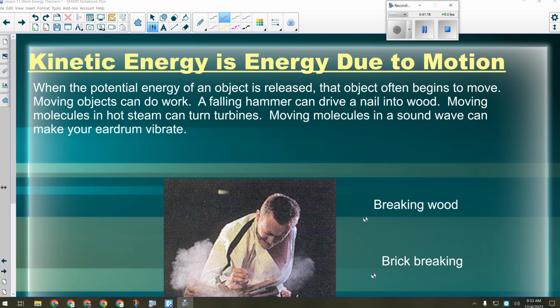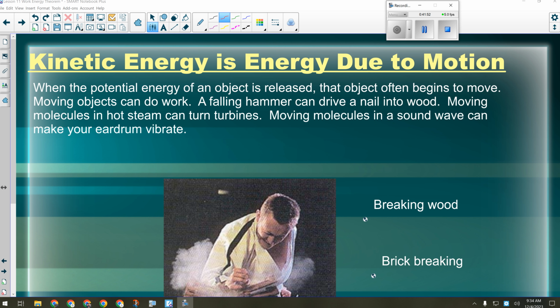That could be simple, like swinging a hammer, or having steam turn a turbine. That's how we generate the vast majority of our electricity in Alberta. We burn fossil fuels and then we evaporate water and the steam turns a turbine. Or we have wind farms where wind turns a turbine. Either way, we've got molecules that are moving, and they're causing a mechanical change in something else. And moving molecules in a sound wave can make your eardrum vibrate.